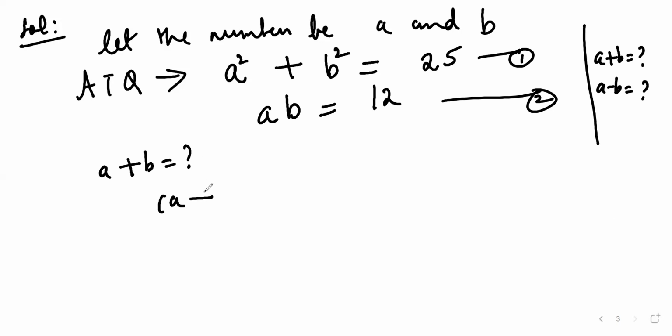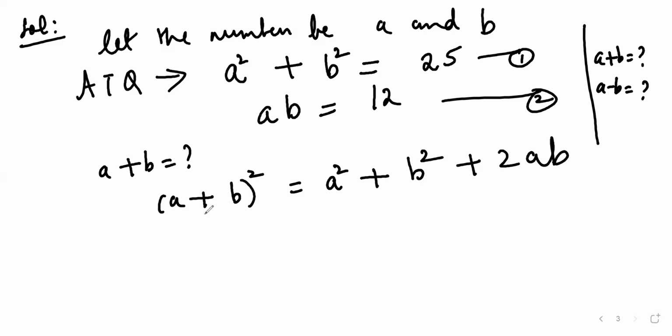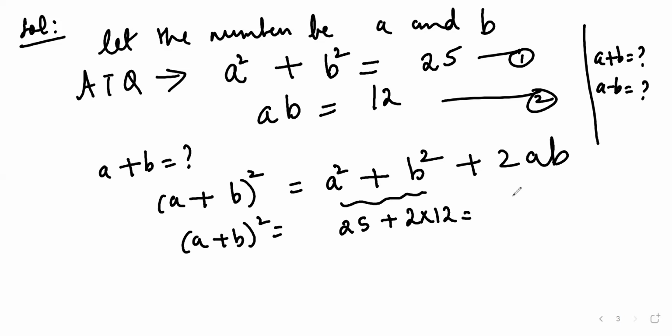So we will go with the identity which we know. What is it? (a + b) the whole square is a square plus b square plus 2ab. So (a + b) the whole square will be, what is a square plus b square? It is 25, plus 2 into ab, 2 into 12. 2 into 12 is 24. 25 plus 24, which is 49.